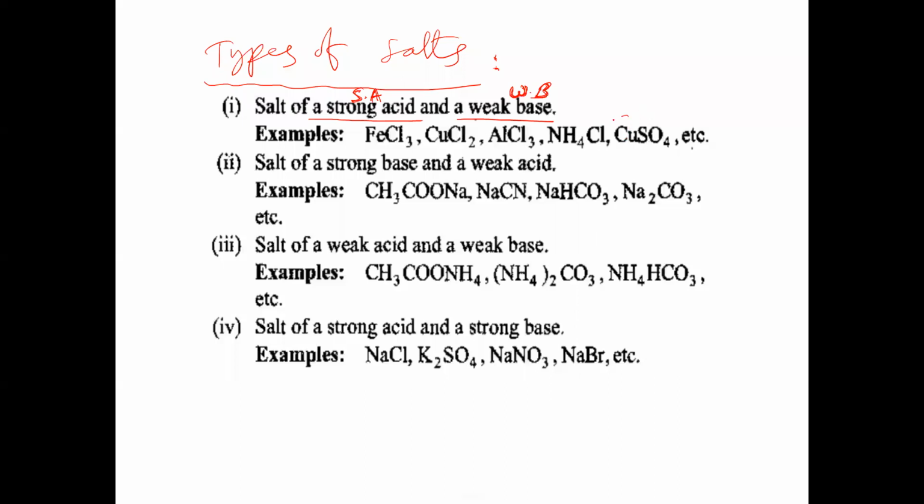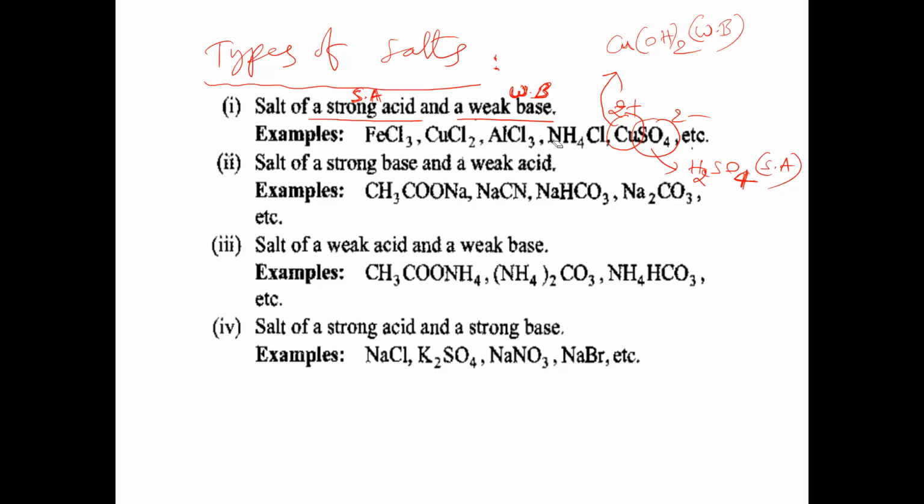But tell me, the CuSO4 has which cation? Cu plus 2 cation, SO4 minus 2 anion. Now the Cu plus 2 cation will be from Cu(OH)2, copper hydroxide. It is a weak base. And SO4 minus 2 comes from H2SO4, strong acid, which is sulfuric acid. So Cu(OH)2 is a weak base and H2SO4 a strong acid. Salt of weak base and strong acid.